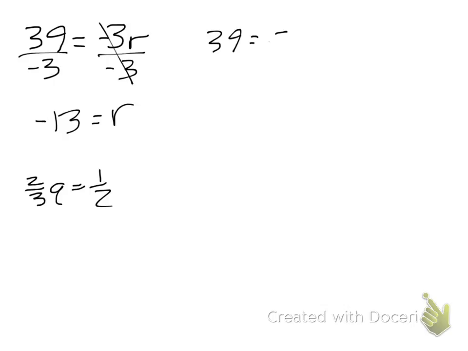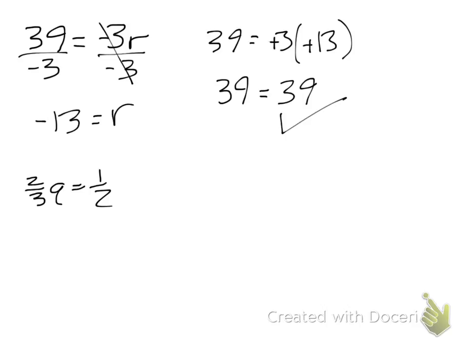39 equals negative 3 times negative 13. So you say to yourself, negative times negative is a positive, so we might as well take care of those first. And what's 3 times 13? 39. It's 39. 39 equals 39. We check.